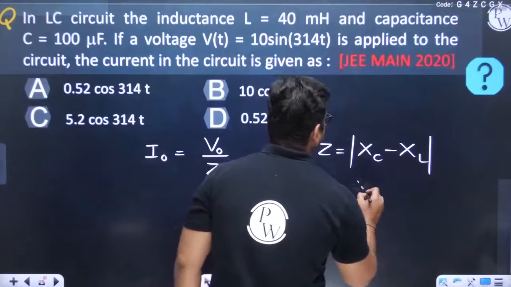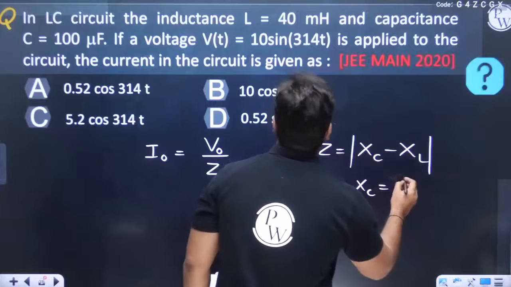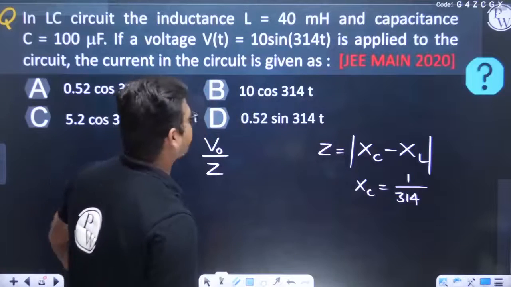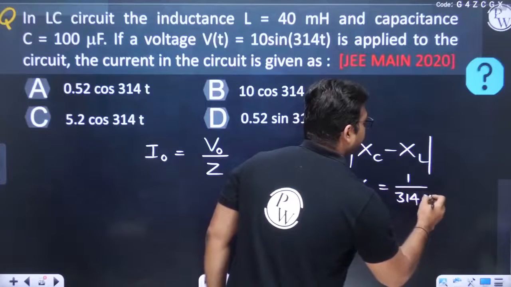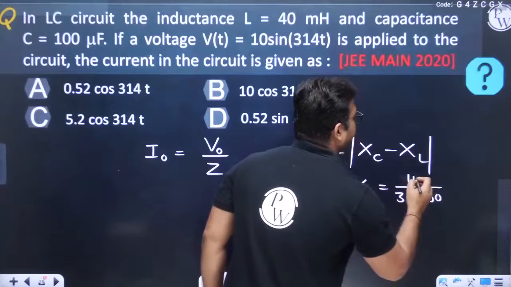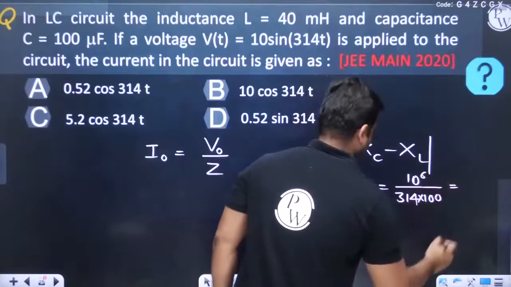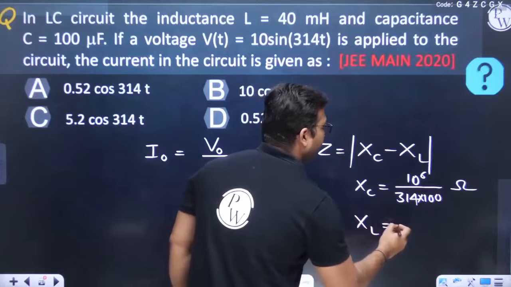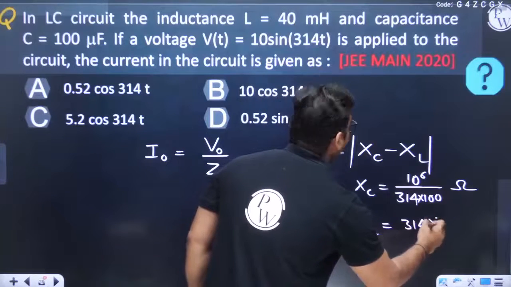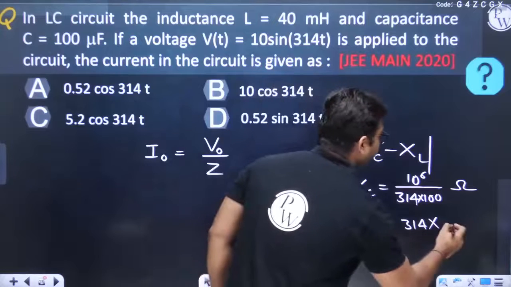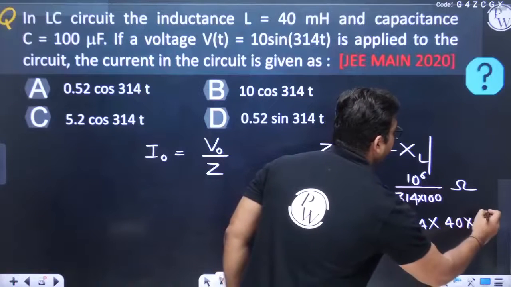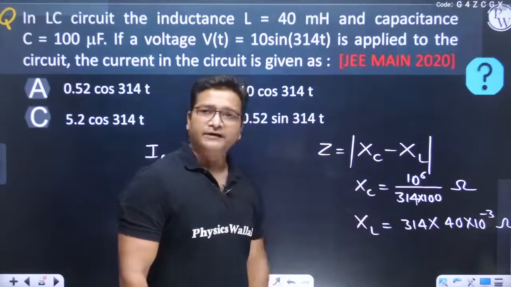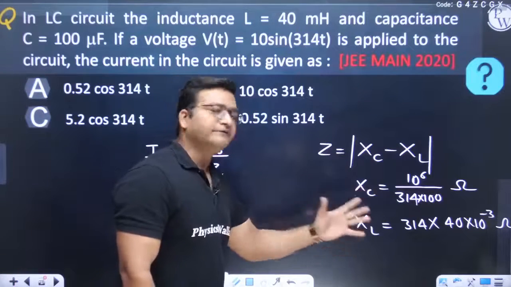Okay, so let us calculate XC and XL first. XC equals 1 by omega C. Omega is 314 and C is 100 microfarad, so we have 100 times 10 to the power minus 6 here. This is XC in ohms. We have XL as omega L, which is 314 times the inductance of 40 millihenry, so 40 times 10 to the power minus 3. If you subtract these two, you will find the value of Z. So Z is simply XC minus XL.